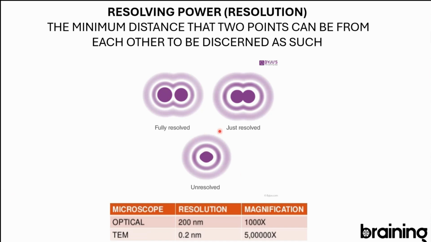Yes. Okay, perfect. So when there are two points that are too close together, then you cannot resolve them. These two points on the left side are fully resolved because we can see one from the other. For example, in the transmission electron microscope, the resolution power is 0.2 nanometers. That means that the minimum distance that two points can be from each other, so we can see them as different points, is 0.2 nanometers, which is actually pretty good. So we can see even molecules at some point.